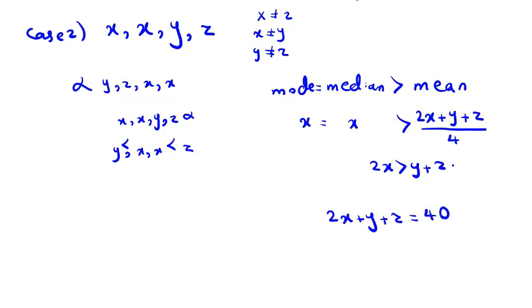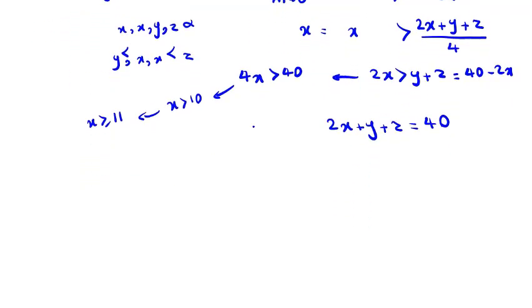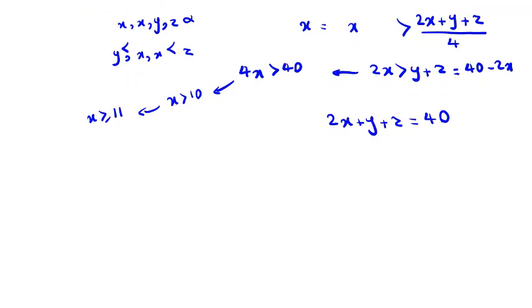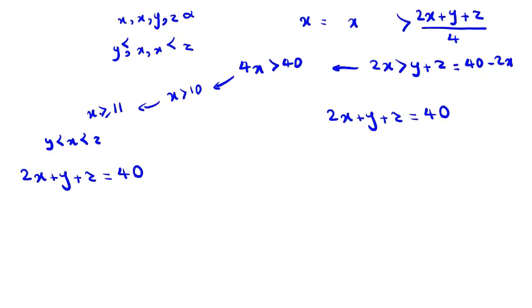And we know 2x plus y plus z equals 40. Here we can say, okay, y plus z is 40 minus 2x. And then we conclude that 4x, take negative 2x to the left side, 4x is greater than 40, so x is greater than 10, and since x is an integer, x is at least 11. So let's check. Now let me copy this one. And we know y is less than x, less than z. So x is greater than or equal to 11.